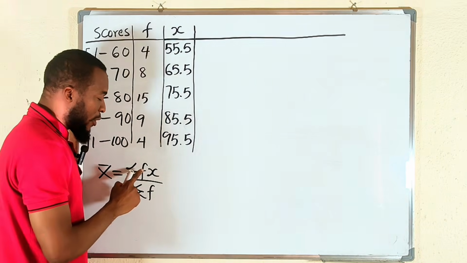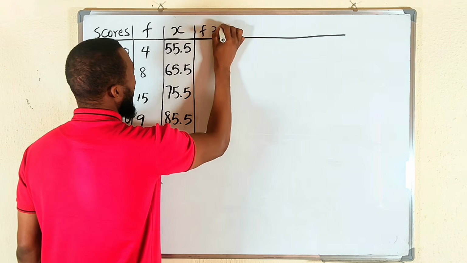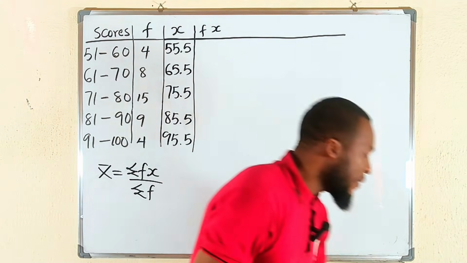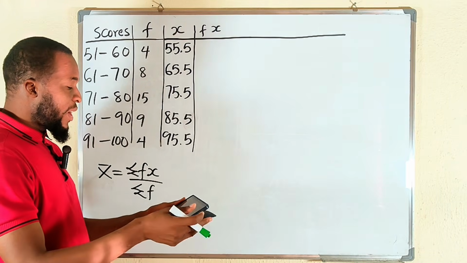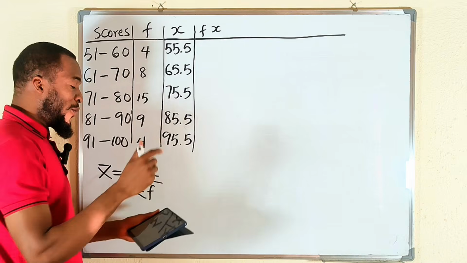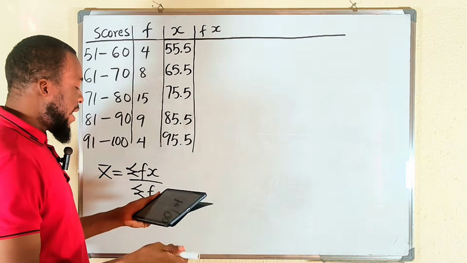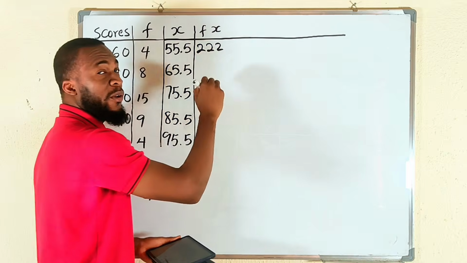Now the next one we are going to form is fx, f multiplied by x. Though I have everything here because it takes time, let me just summarize it. If you take f, you multiply by x, you write here. Do for all of this. So what I have here, the first one is 222. You can take your calculator and confirm.